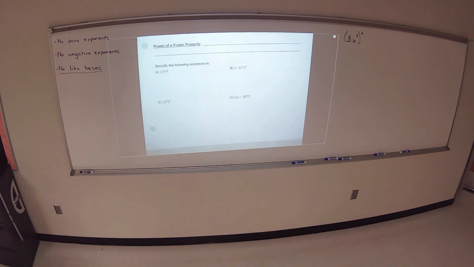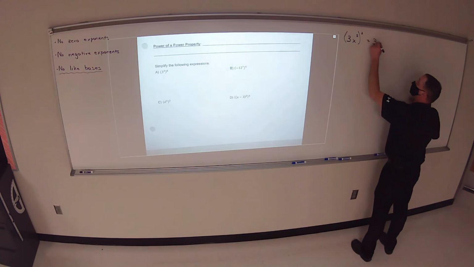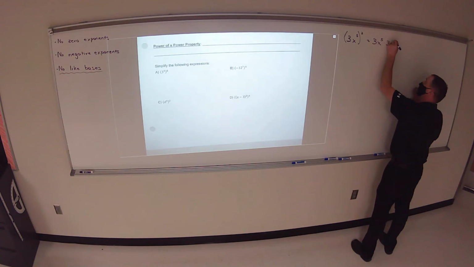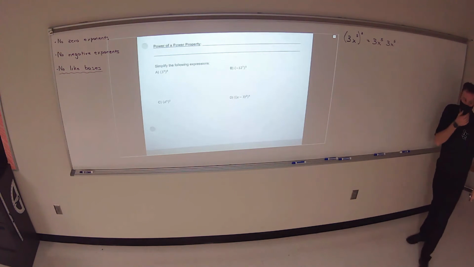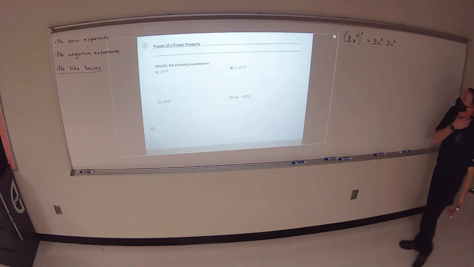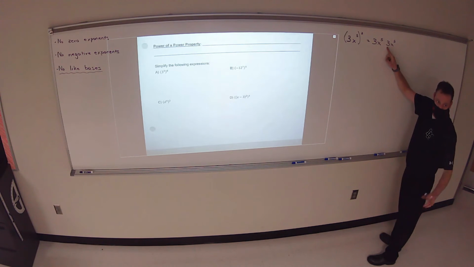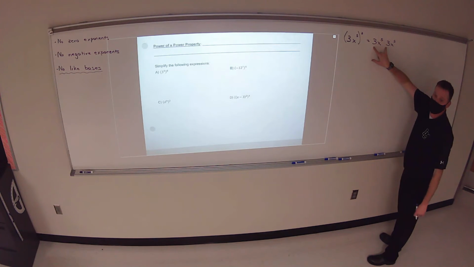So again, what does it mean to square something? Multiply it by itself. So let's write that out. That means that this is equal to 3x to the 5th times 3x to the 5th. So we're actually going to be using our product property here. Now, my 3 and 3, there's 2 of them, there's not just one of them. Those two have to be multiplied together. What's 3 times 3? It's 9.